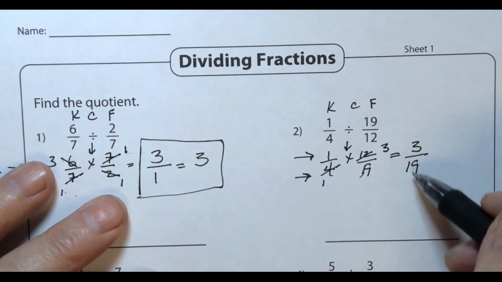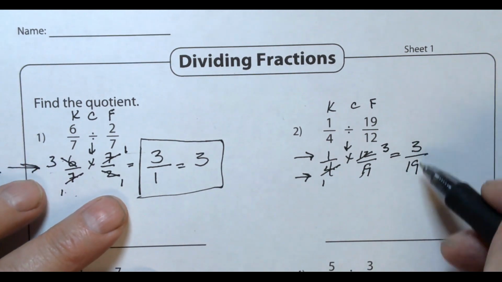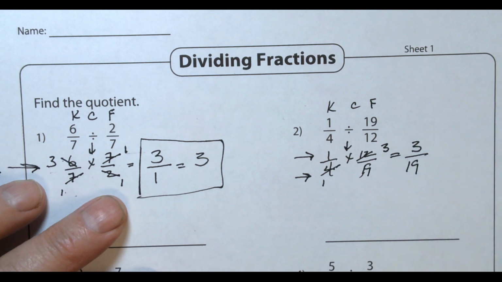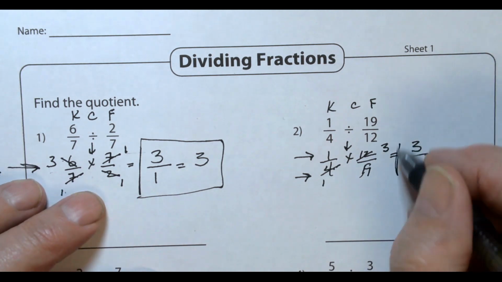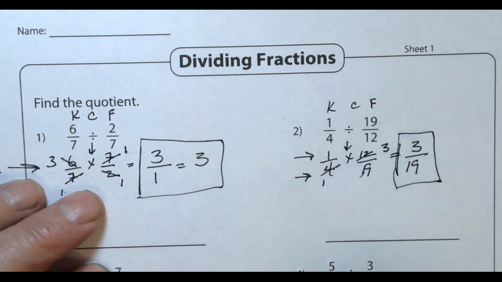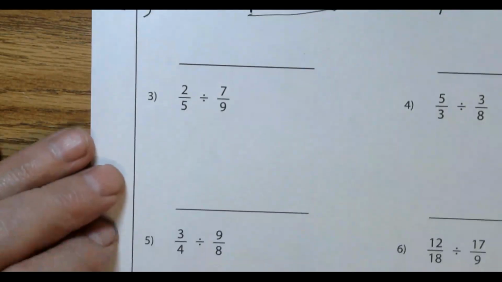And I can't do anything. I can't simplify this. There's no common factors involved. So final answer is 3/19. Okay, let's look at my next row.